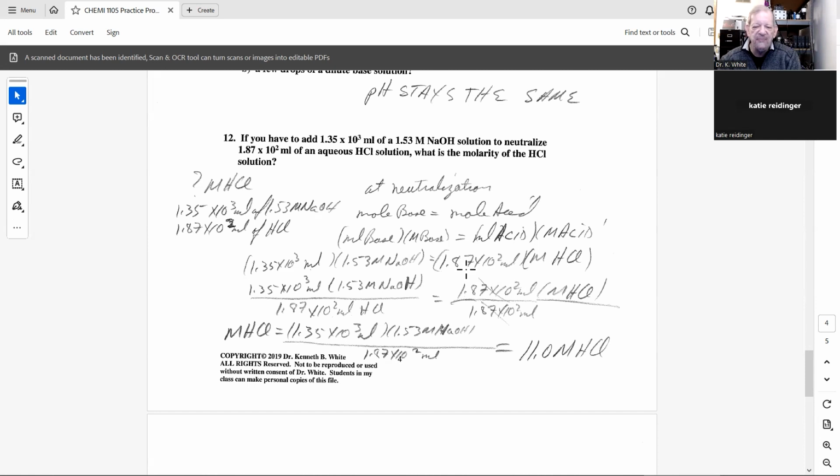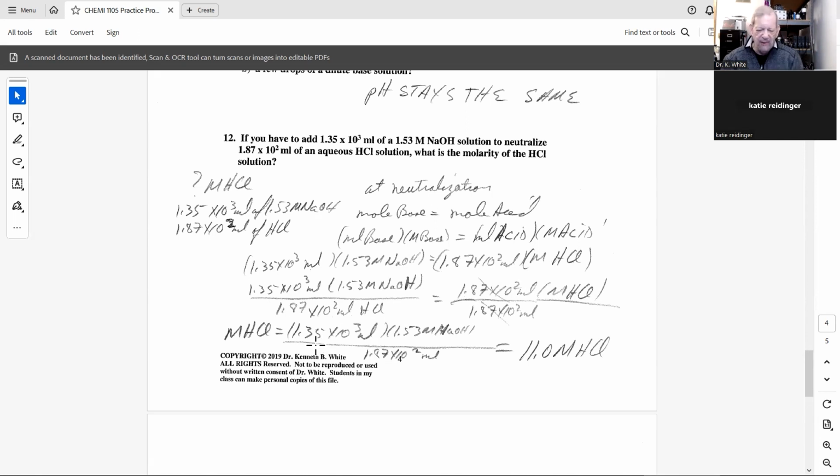But anyways, if I divide this side by 1.8 times 10 to the minus 2 milliliters, I have to do it to the other side. This cancels out. Molarity equals this number right here. And I do the math.